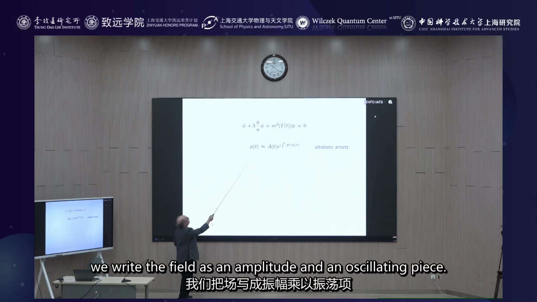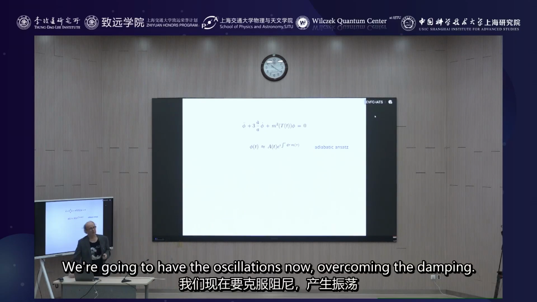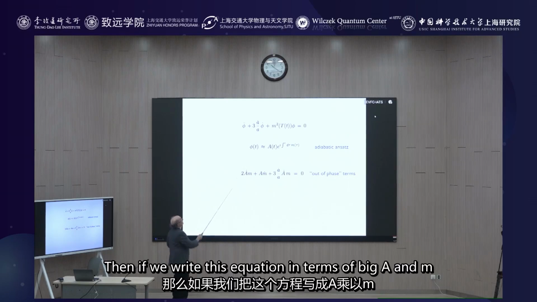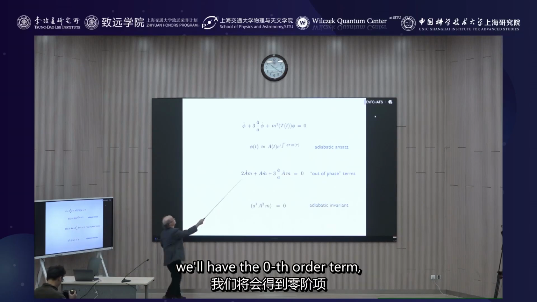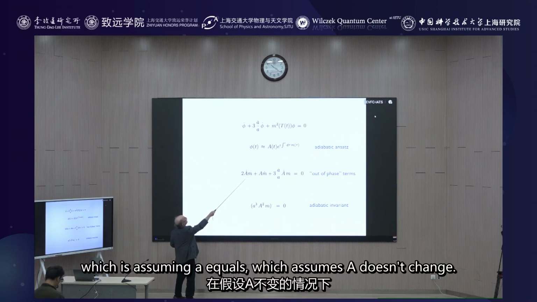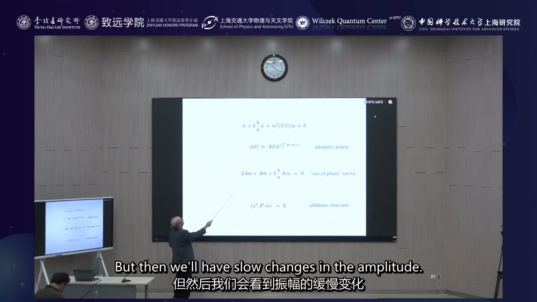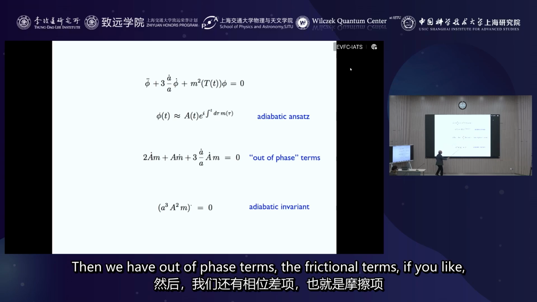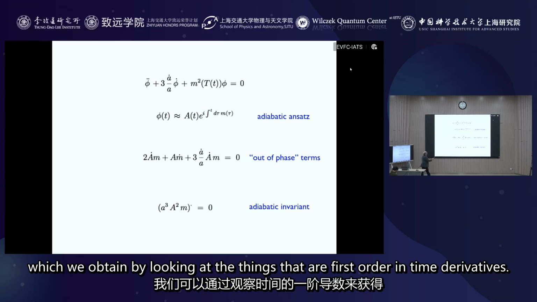So in that case, we write the field as an amplitude and an oscillating piece. Okay, we're going to have the oscillations now overcoming the damping. So then if we write this equation in terms of big A and m, we'll have the 0th order term, which assumes A doesn't change. But then we'll have slow changes in the amplitude. So that'll just be the oscillation terms. Then we have out of phase terms, the frictional terms, if you like, which we obtain by looking at the things that are first order in time derivatives.